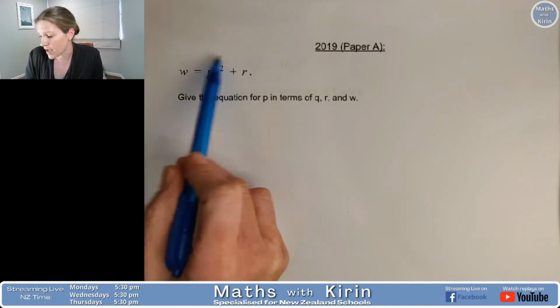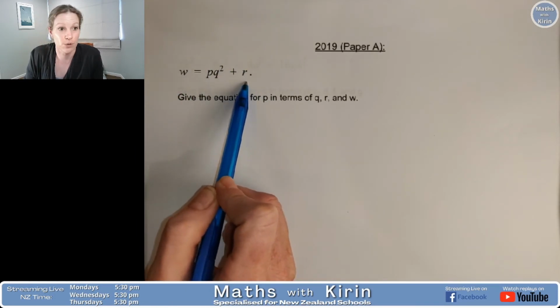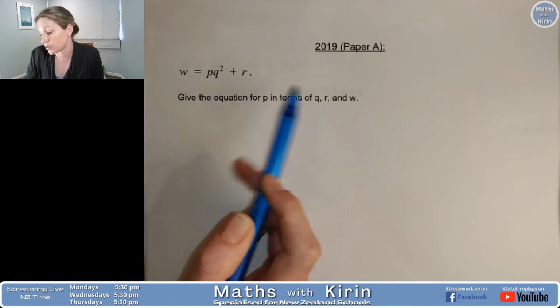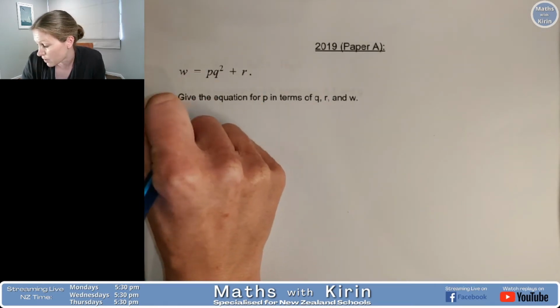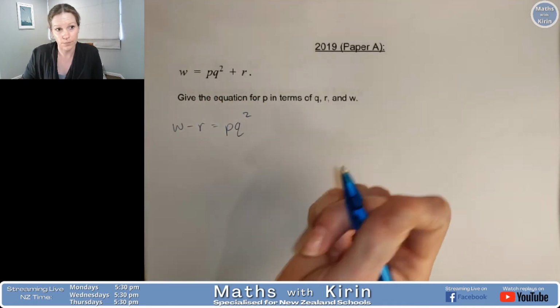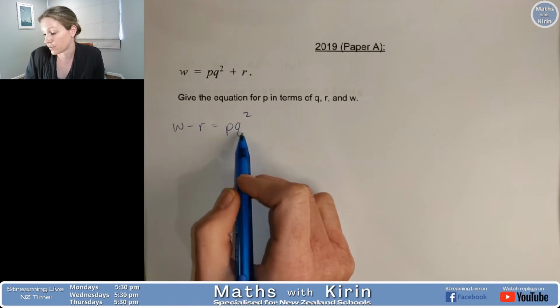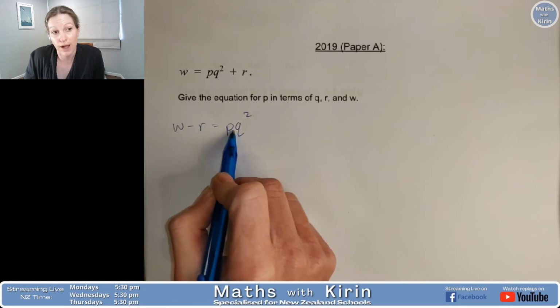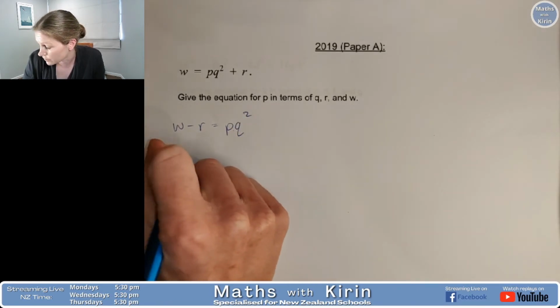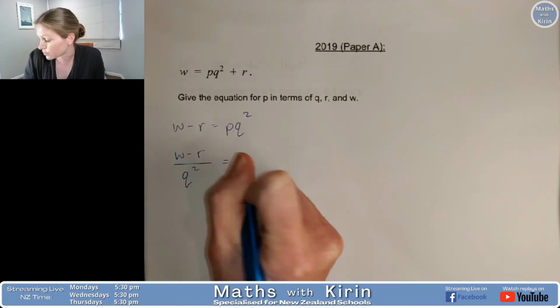So P is on the right hand side. In order to get to that, we're going to move the R first. To do that, we need to subtract. So W minus R is equal to PQ squared. Okay, and then to get P, we need to remove the Q squared. Now the Q squared is multiplying the P, so we're going to divide through. So W minus R divided by Q squared is equal to P.